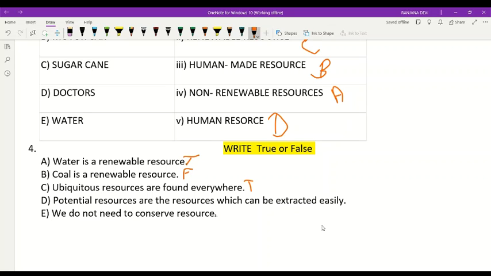Next is: potential resources are the resources which can be extracted easily. No, it's false. As I told you, potential resources are the resources which are known to us, but we don't have the technology to exploit them. So question number D is false. Next is: we do not need to conserve resources. No, it's false. It is very important to conserve our resources, because if we do not conserve our resources, resources would not be left for our future generations.